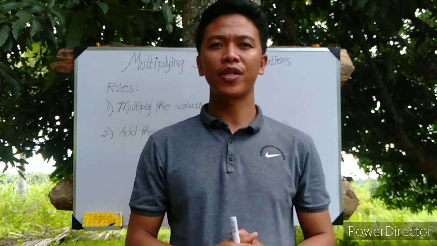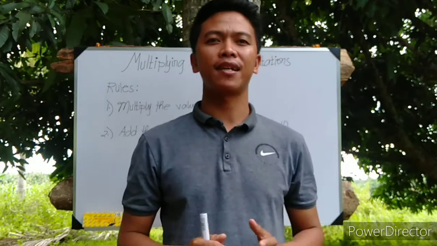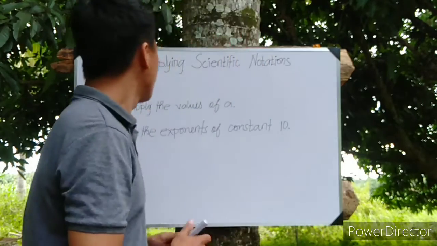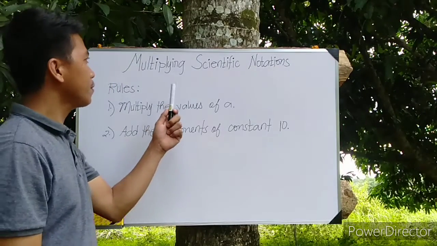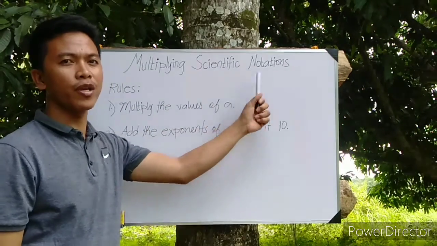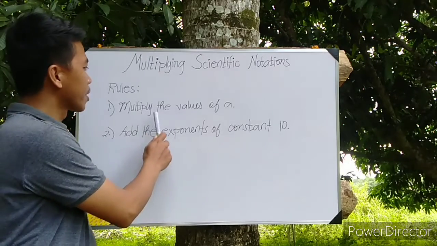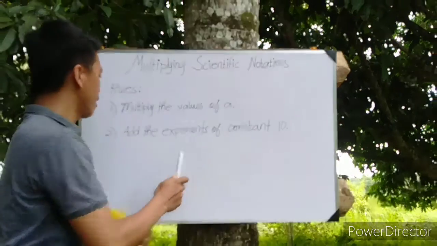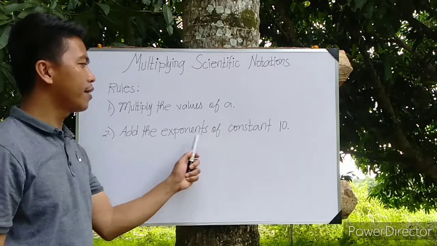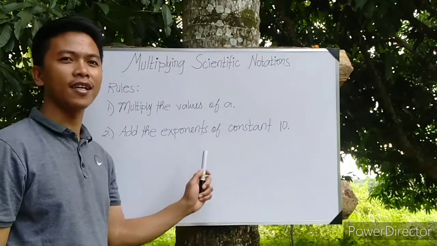So this day we're going to discuss how can we multiply scientific notations. So let's start here in the board, multiplying scientific notations. So we have rules on how to do that. Rule number one, multiply the values of A, and for number two, add the exponents of constant 10.